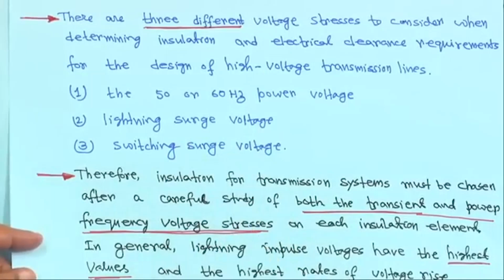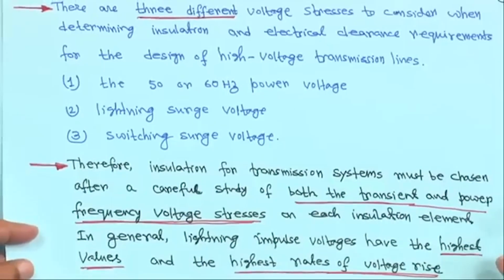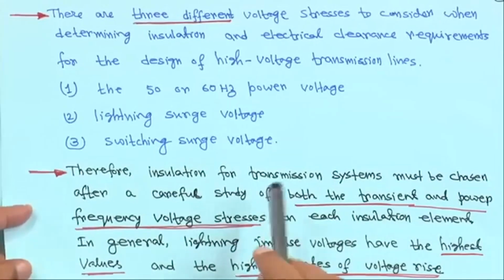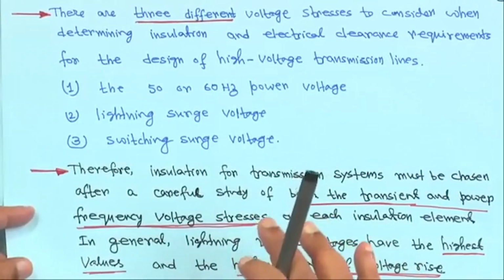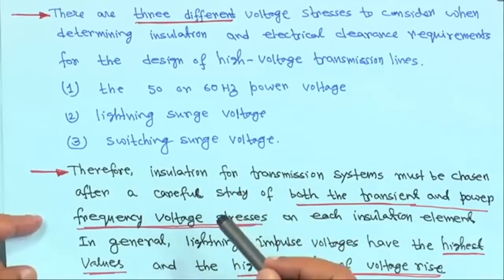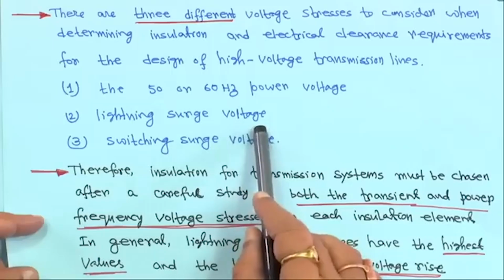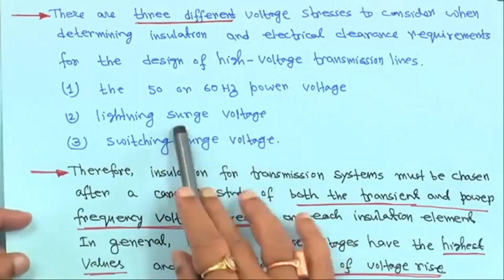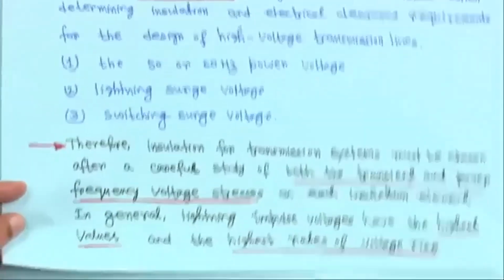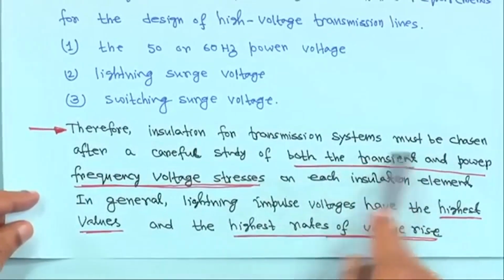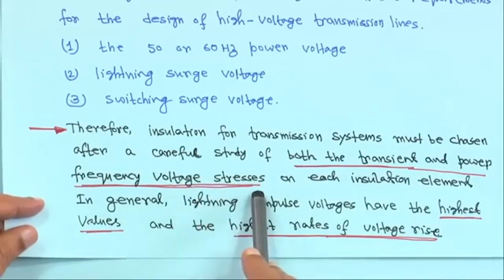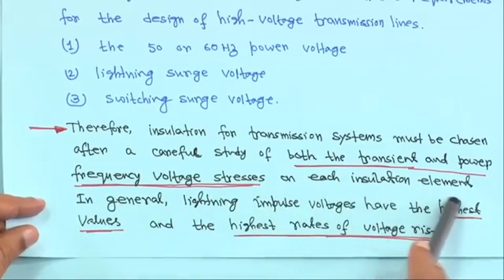Different types of switching are there in the literature also, but I have skipped those things, as it would consume more time. Whatever basic things we need to learn, only those we will see. So, lightning surge voltage and switching surge voltage, but the lightning surge voltage is a very severe one. Therefore, insulation for a transmission system must be chosen after a careful study of both the transient and power frequency voltage stresses on each insulation element.